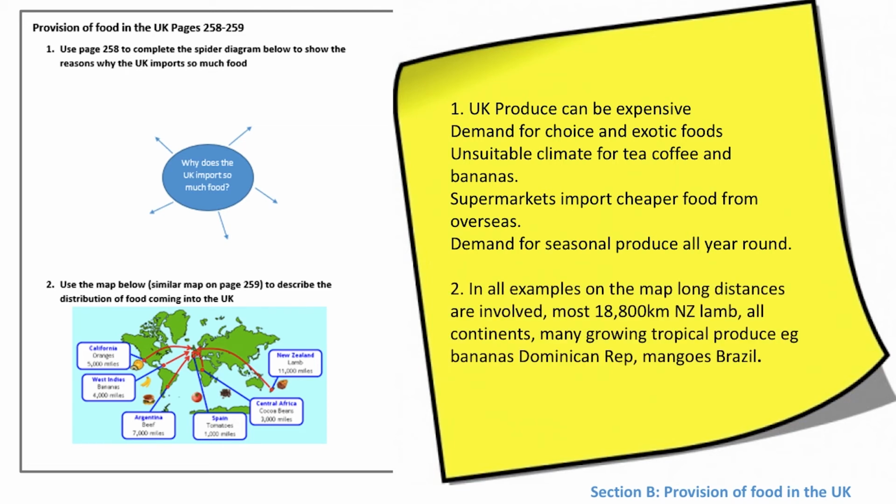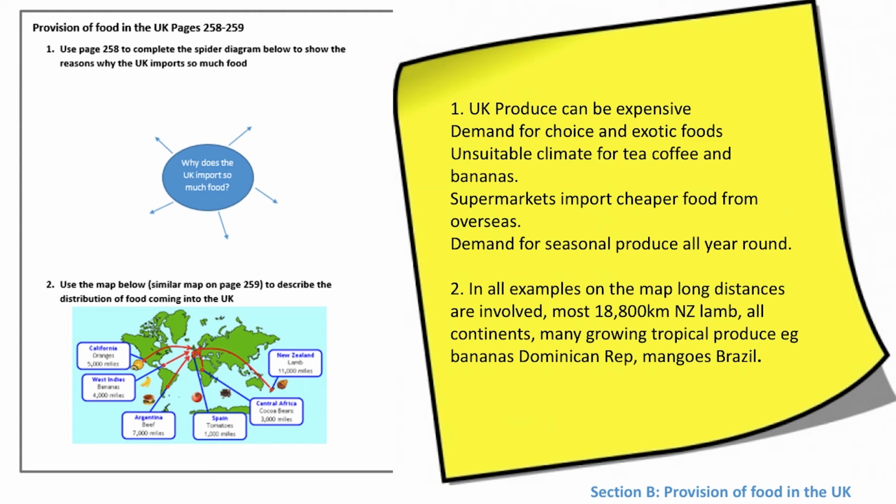Question 2 says, use the map below to describe the distribution of food coming into the UK. So you just use that map to explain. In all examples on the map, long distances are involved. The most is just over, nearly 19,000 kilometres for the New Zealand lamb. All continents are involved, apart from obviously Antarctica.